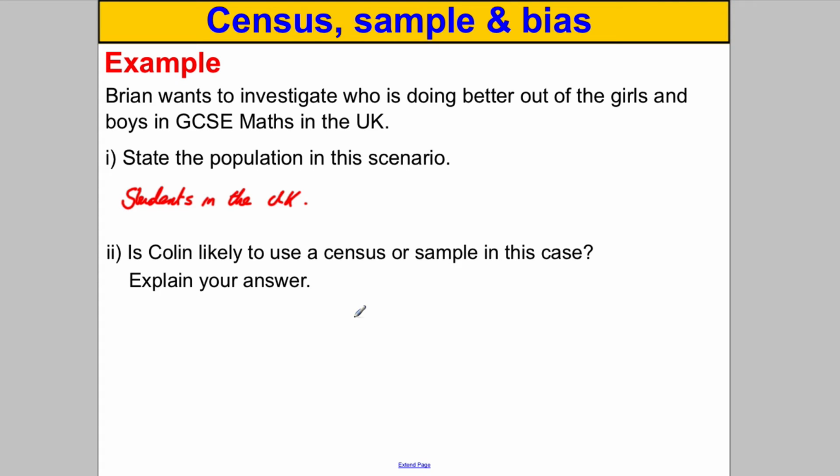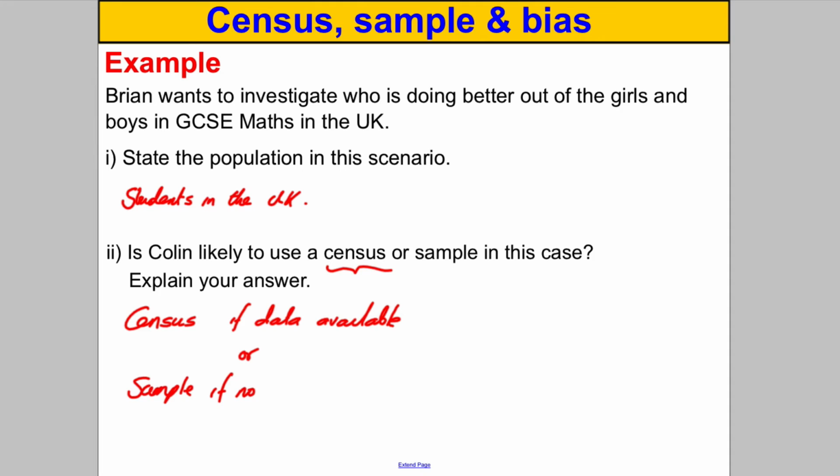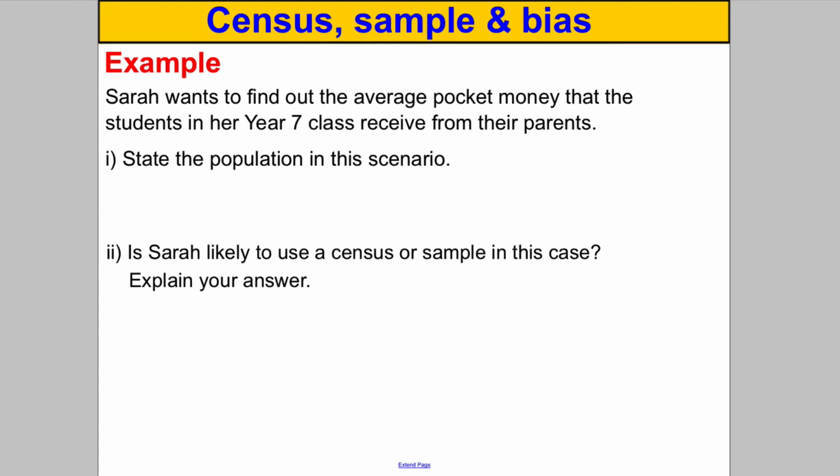Well, actually, he might be able to use either or. A census, he might be able to get a census because the data might exist when the league tables are published and the government produce their report. So he may be able to produce a census if data available, you could say, or a sample if not. It depends on whether the information is available or not. Usually you could get the information about the GCSE results of every student in the UK, so you might be able to use a census. Next one, pause the video, have a go.